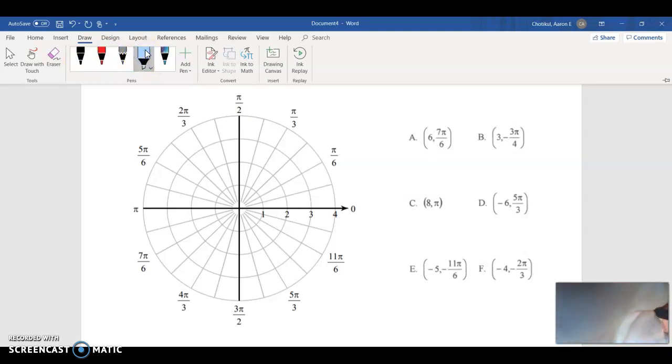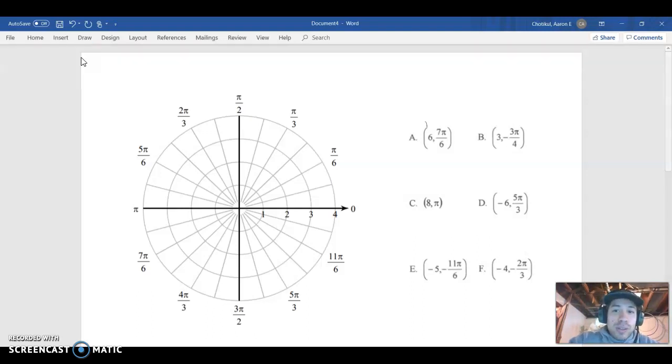Just in case you forgot, when you're looking at polar coordinates, one value is r, the other value is theta. Just like the video said, r is radius, theta is our angle.